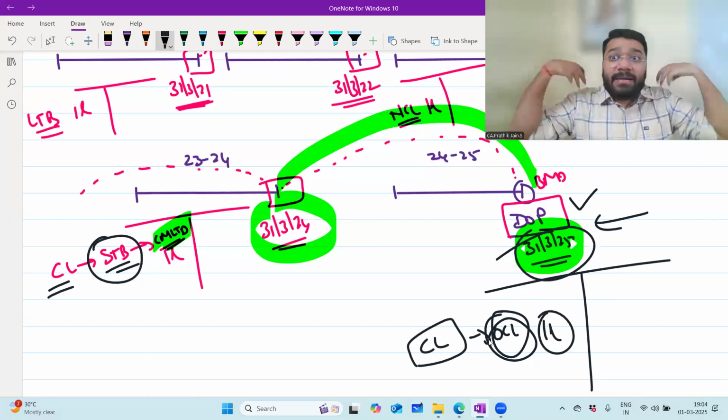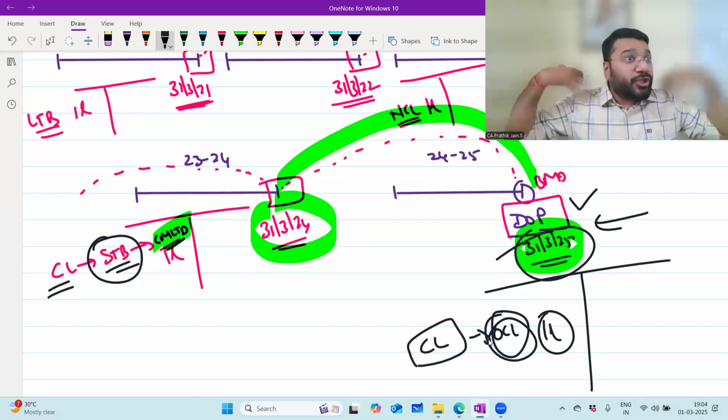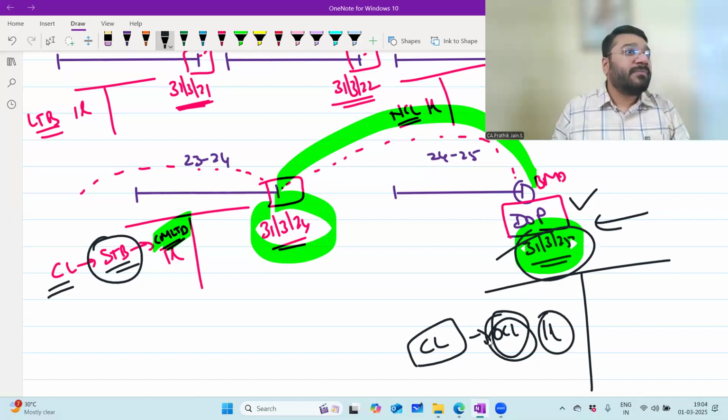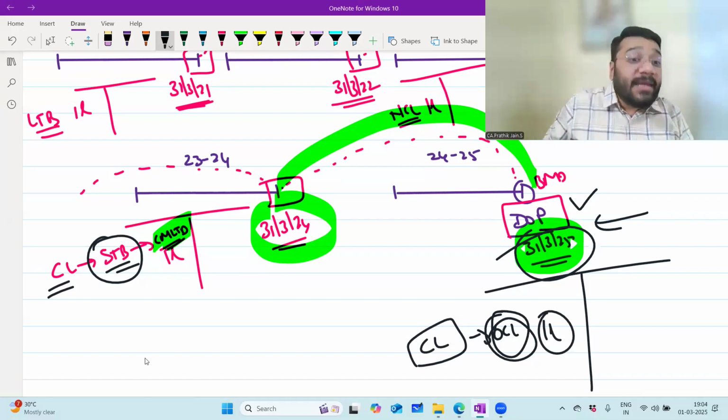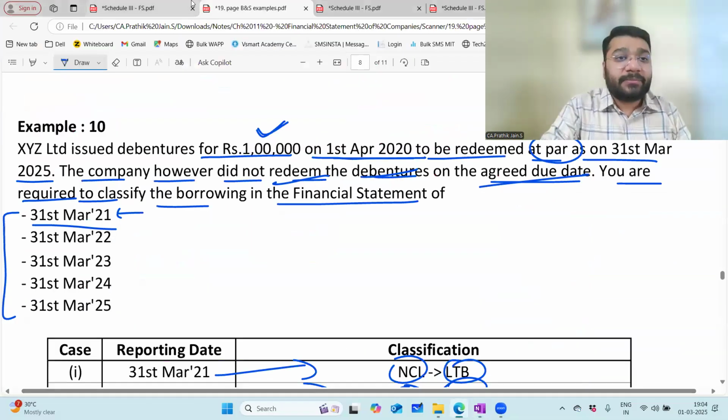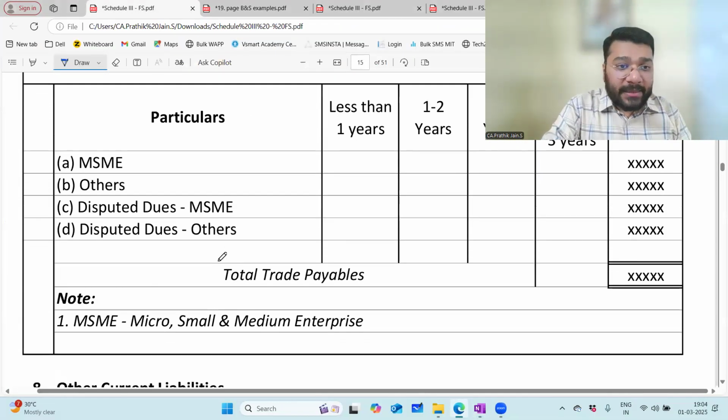Borrowing means when somebody happily gives the money to you and you enjoy the money with their permission. Now here, the debenture holder wants the money and you are not giving it. So it is no longer short-term borrowing. You will reclassify from short-term borrowing to other current liabilities. Am I loud and clear? Online people, am I loud and clear?